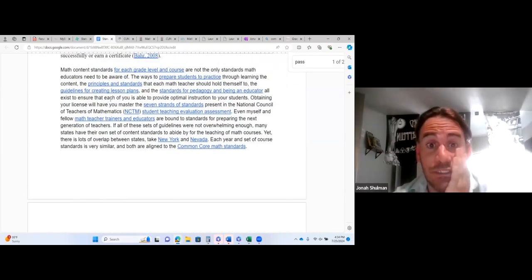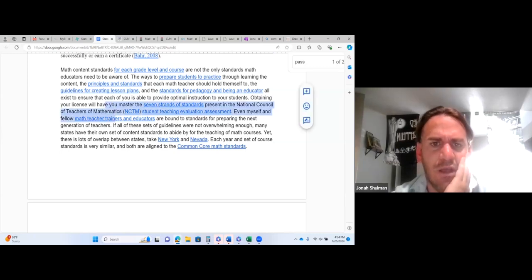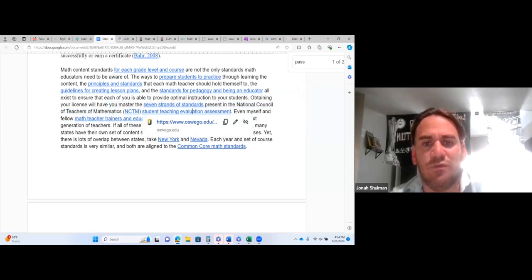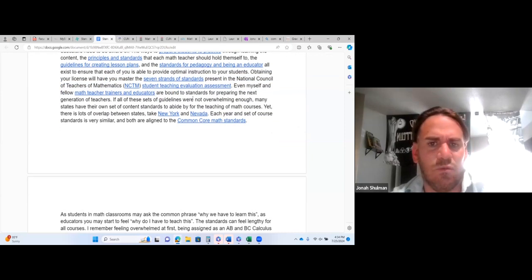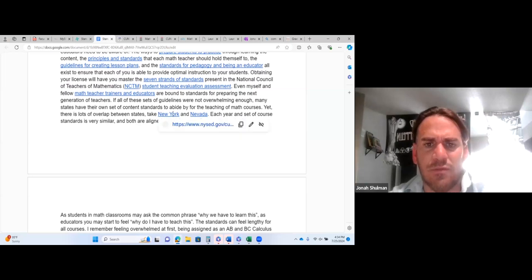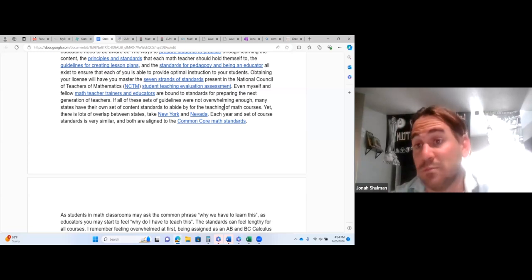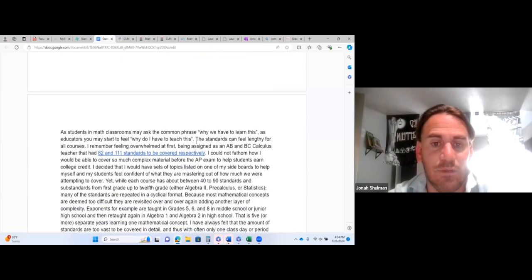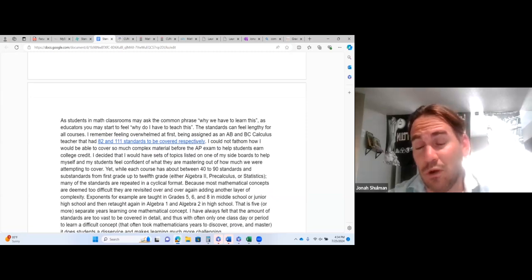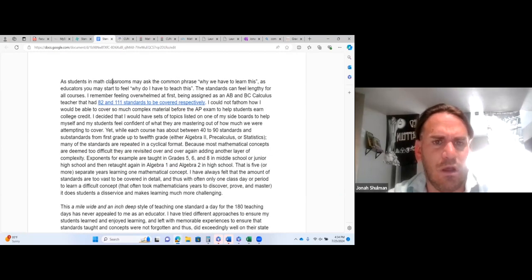Obtaining your teaching license will have you master these standards. And there's a student teaching evaluation assessment. This is just if you want to get your actual license. There's a lot of difference between state tests. This is New York and Nevada, so there are different tests. You know which test you have to pass. This whole course is based on the test you have to pass, so you already know everything about the test that you need to pass to get your licensure. If you want more about it, just let me know.